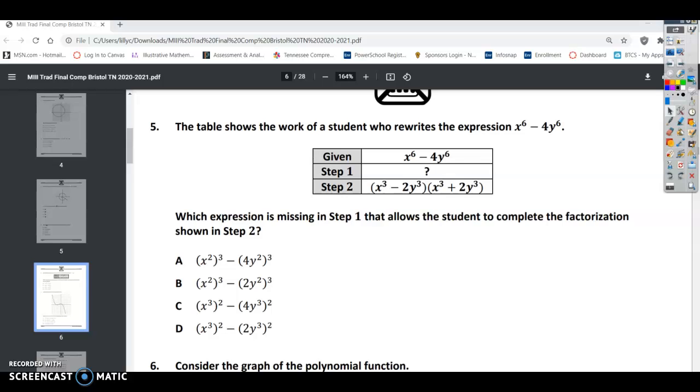Alright, so it looks like we're dealing with properties of exponents here when it talks about rewriting an expression. They are simply taking the 6th power and rewriting it as a different power. So if I look at this last step, it appears that they're using a difference of squares. The reason I say that is because it's the same binomial, different sign in the middle.